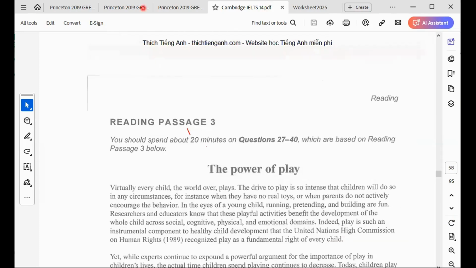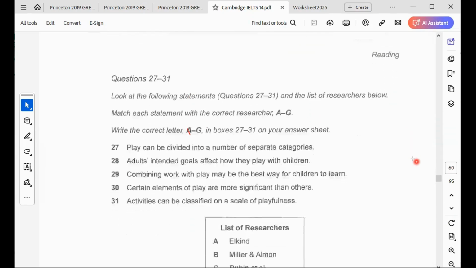Passage 3 is titled The Power of Play. That B and C choke. You guys are saying it choke. All right, let's move on. Power of play. Let's go to the questions.